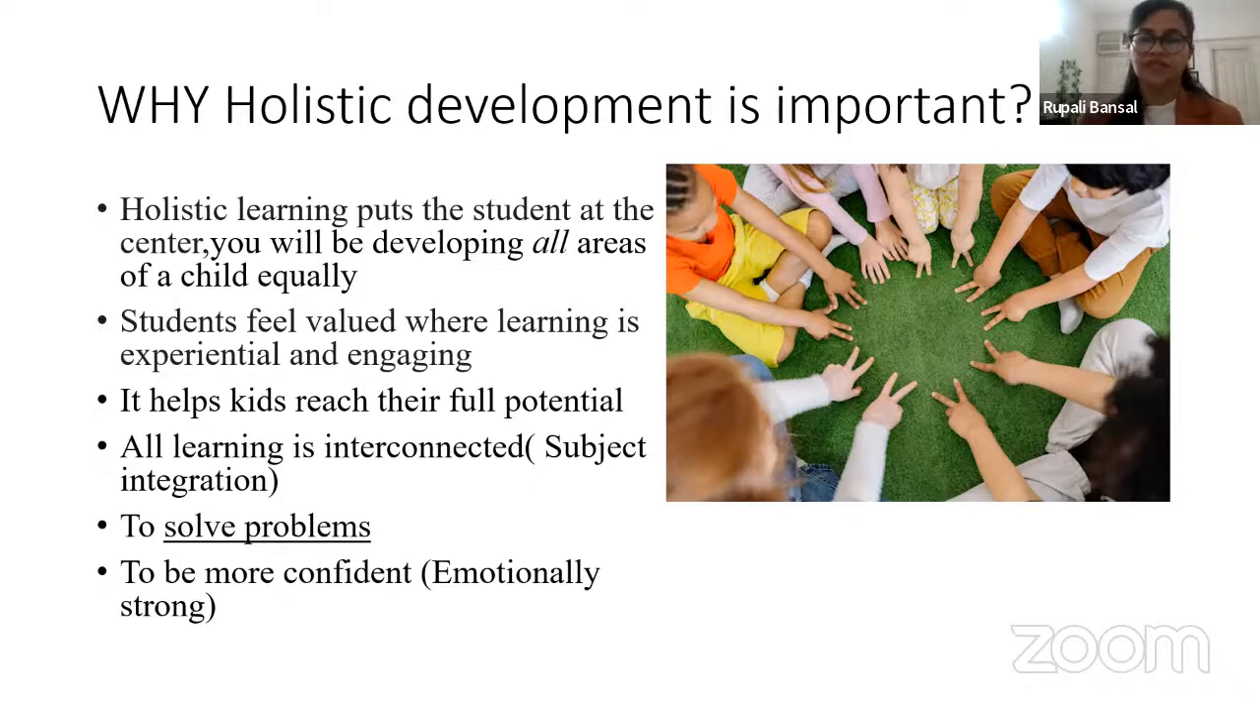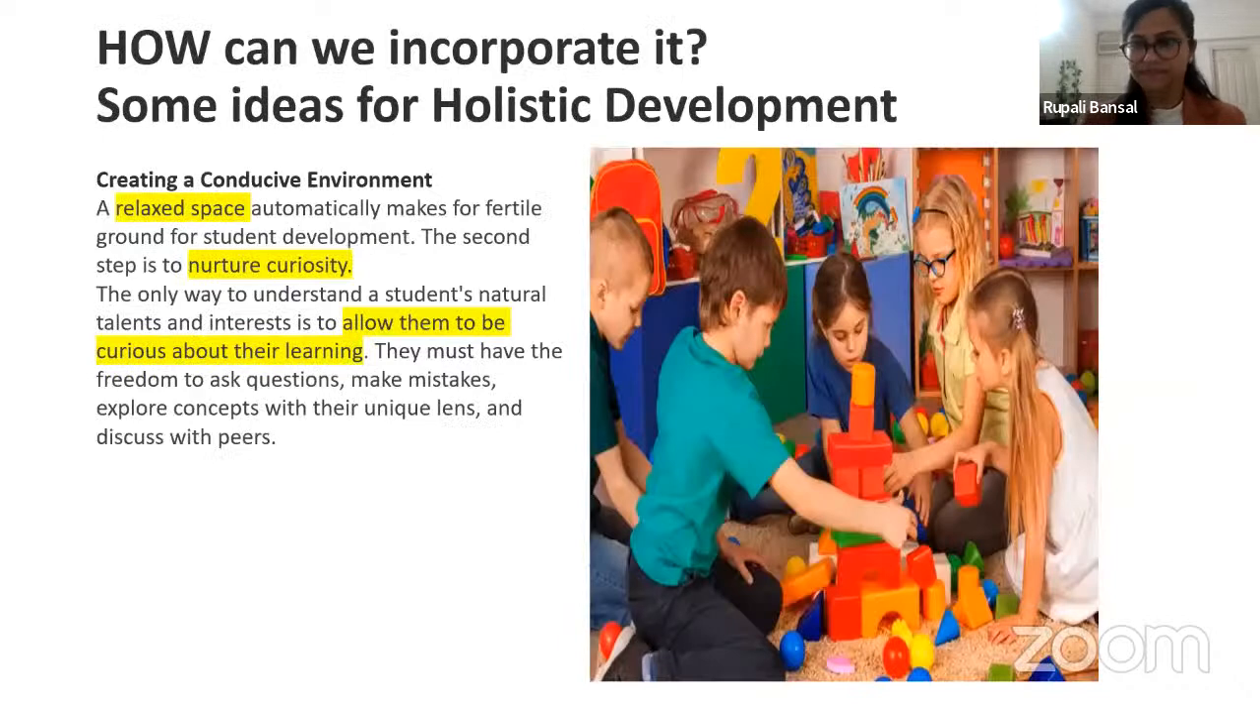So now the thing is, how can we incorporate it? We have talked about what it is, what the five aspects are, and why it is important. But now the thing is, how can we incorporate it, okay, on a daily basis? So the first one is creating a conducive environment. The environment where they're playing, where they're learning, especially inside the classroom, must be relaxed, right? We should nurture the curiosity in them.